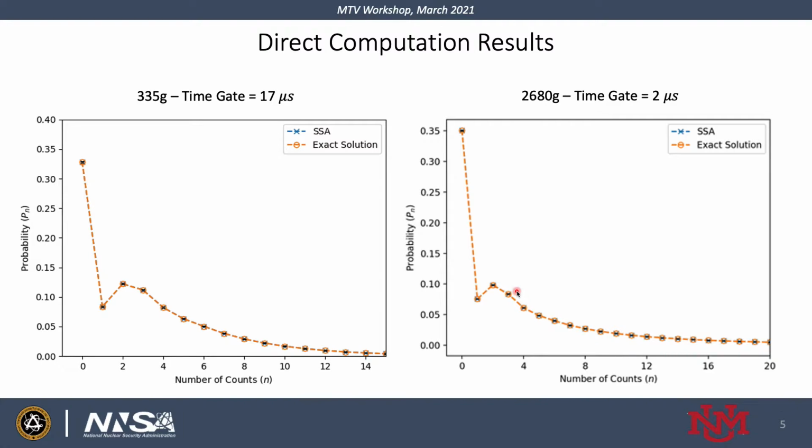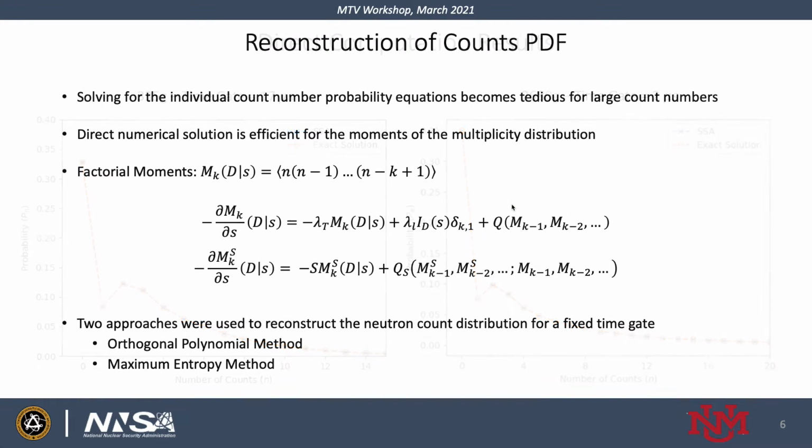Now, the computation time in comparison with SSA was, again, the challenge with the direct computation of the multiplicity distribution. The computation time for the 335 gram case is 36 seconds for SSA and about 2.5 minutes for the exact computation. The 2680 case, SSA took 53 seconds and the exact computation took about 97 seconds. So this pushed us towards looking for other methods to reproduce the count distribution more efficiently. And that's what I'd like to talk about now.